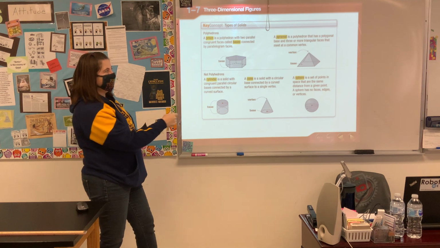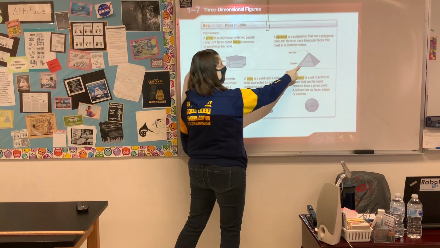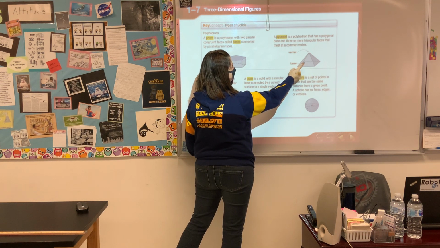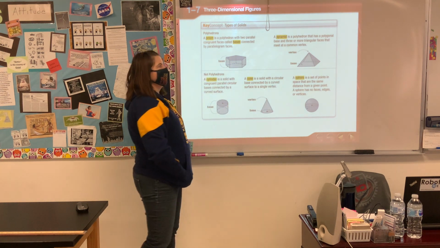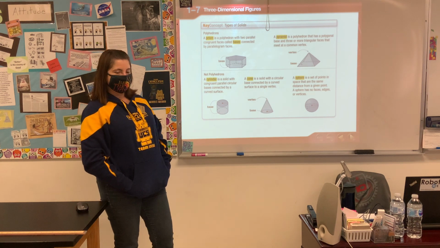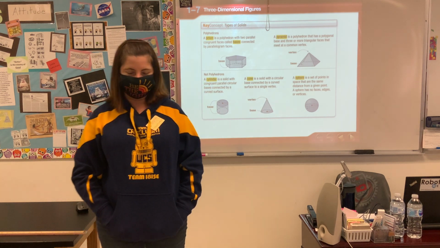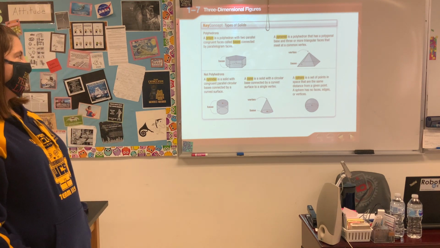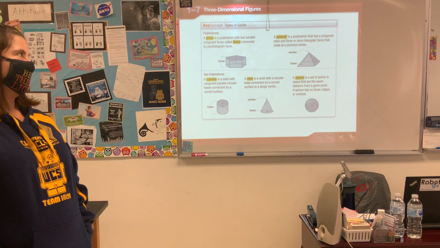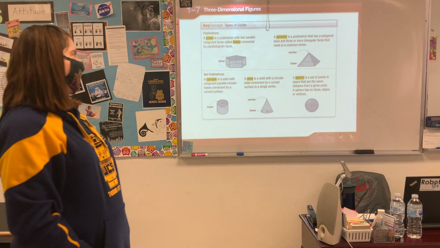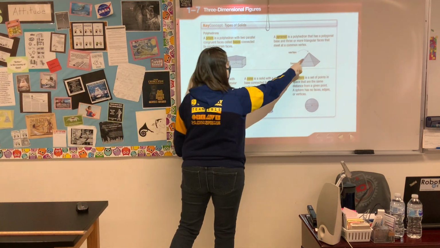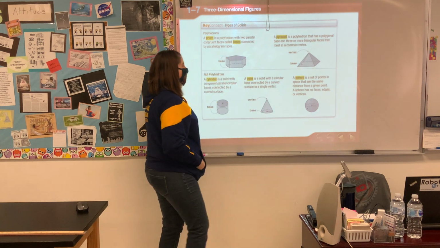The pyramid says it has a polygonal base and three or more. So the minimum is three, but I can have more than that. And all of those faces, the triangular faces on a pyramid, meet at a vertex. A vertex is where we have that particular point where it all meets together.